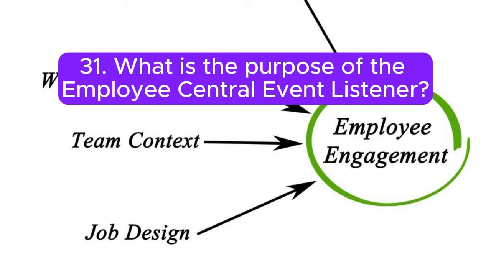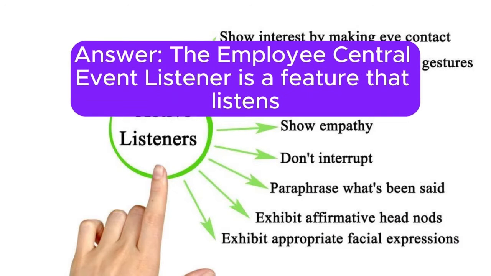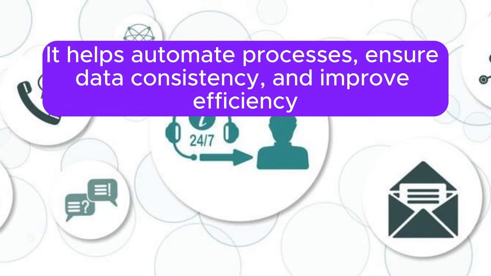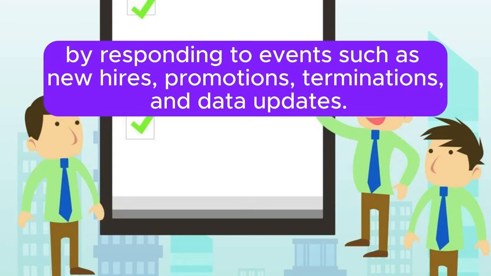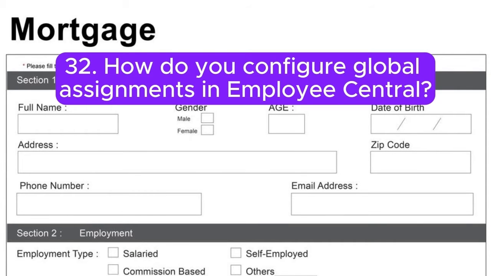31. What is the purpose of the Employee Central Event Listener? Answer: the Employee Central Event Listener is a feature that listens for specific events or changes in the system and triggers predefined actions or workflows. It helps automate processes, ensure data consistency, and improve efficiency by responding to events such as new hires, promotions, terminations, and data updates.